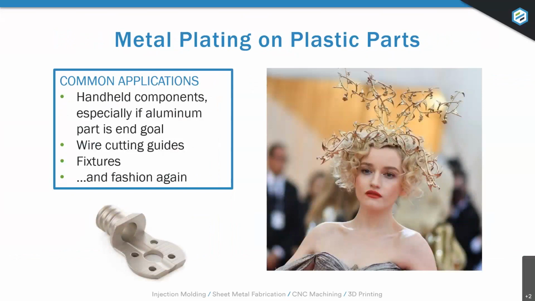We can plate stereolithography with copper and/or nickel. This is commonly used when durability and lightweighting are required. Common applications are handheld medical instrument prototypes, wire cutting guides, and fixtures.